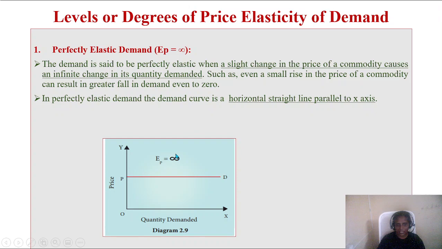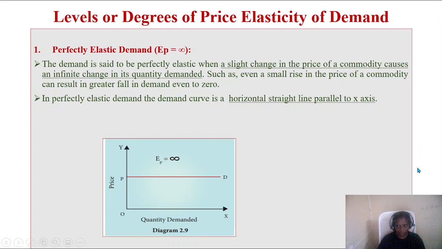Why do we write it as infinity? Because the quantity demanded among consumers for a particular commodity, like gold, keeps on increasing. The price level remains constant from 0 to p, but the quantity demanded keeps on increasing along the x-axis, which we call a horizontal straight line parallel to the x-axis. This is the first situation: perfectly elastic demand, EP is equal to infinity.